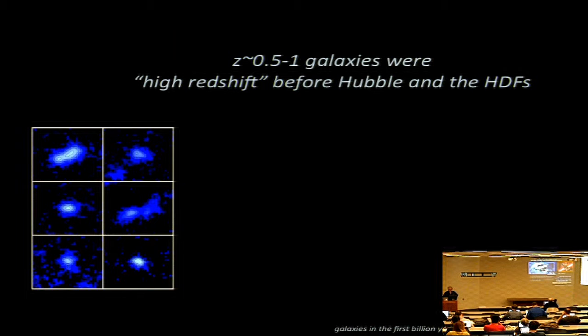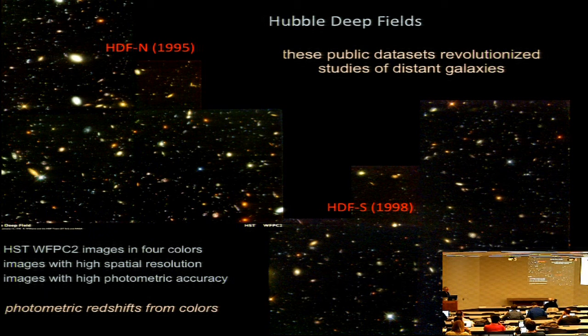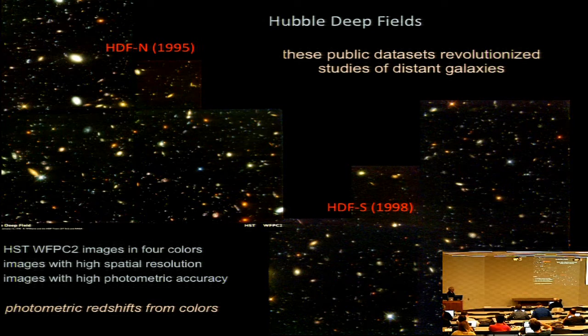And as I mentioned, z of 1 galaxies were high redshift before Hubble. What really made the difference initially in our thinking was looking at these fields. Bob Williams and other directors over time, both at STScI and elsewhere, have played a huge role in helping us gain insights into the early universe with their choice of deep field studies. These are public data sets. They've really revolutionized the field.